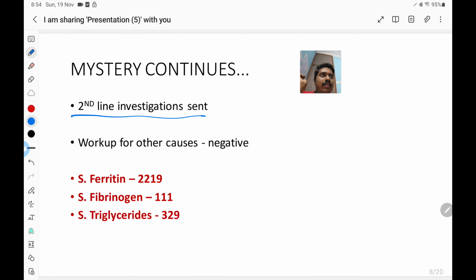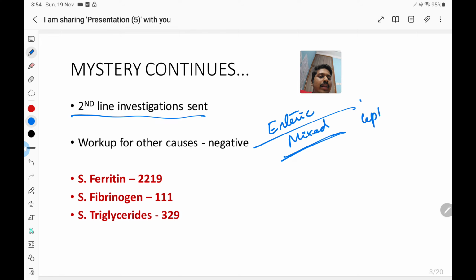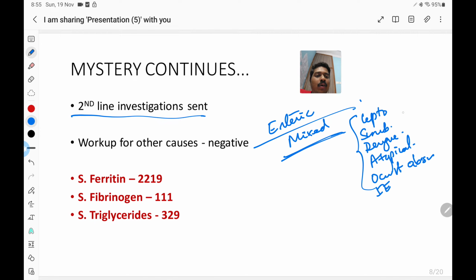We were working up the patient for mixed infection, because enteric fever is known to cause mixed infections. We sent samples for leptospira, we sent for scrub typhus, we sent for dengue, which can show a biphasic illness also. We sent for atypical viruses, which can produce this kind of picture. So we were working up. We also sent for occult abscesses, which can cause this kind of picture, and for infective endocarditis, and all these came negative.